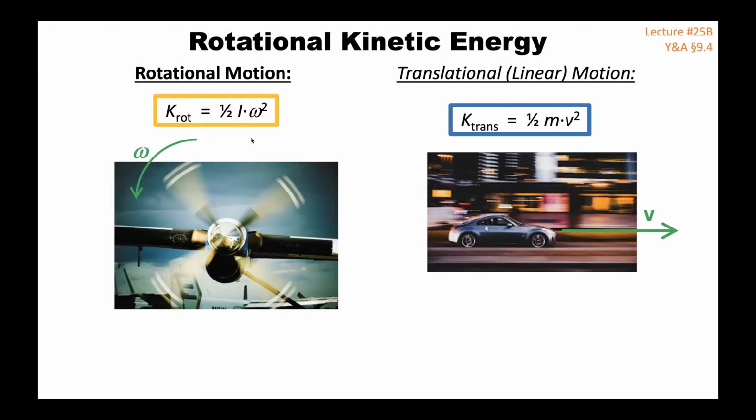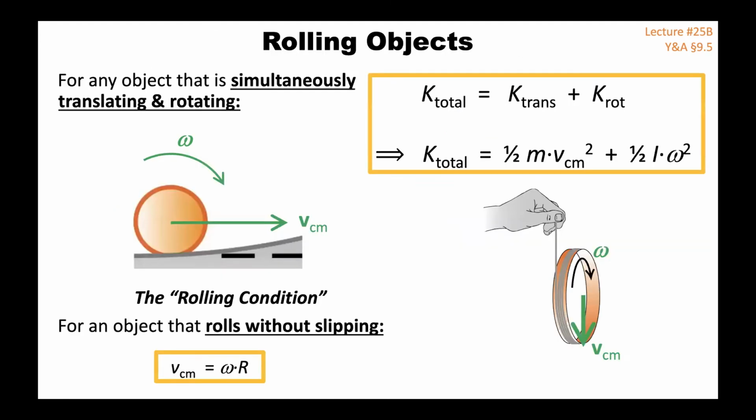So we'll see some examples of how this is used when I switch over to do a couple quick examples from the tutorial sheet. Before I do that, I'd also like to talk about a common situation, and that is when you have an object that is both in translational motion and rotational motion at the same time. On the previous slide, we were considering an object that is just translating or just rotating. Well, what if we have something that's doing both?